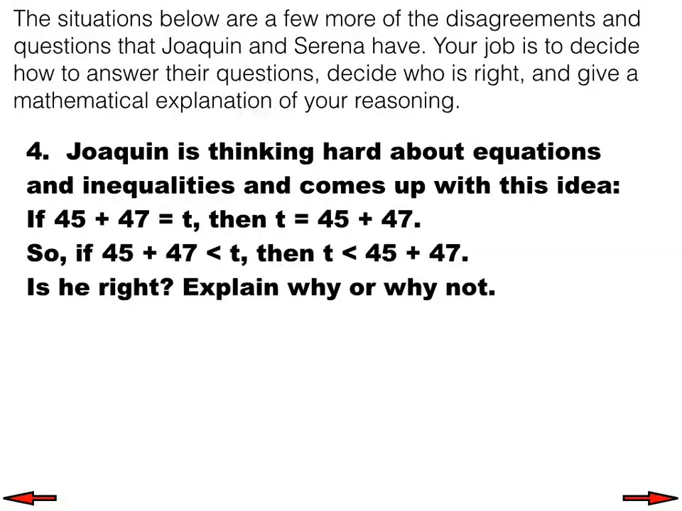Joaquin is thinking about hard equations and inequalities and comes up with this idea. 45 plus 47 equals t, and then t equals 45 plus 47. So, if 45 plus 47 is less than t, then t is less than 45 plus 47. Is he right? Think about that for a few seconds. Answer it, and then we will shoulder partner this one.